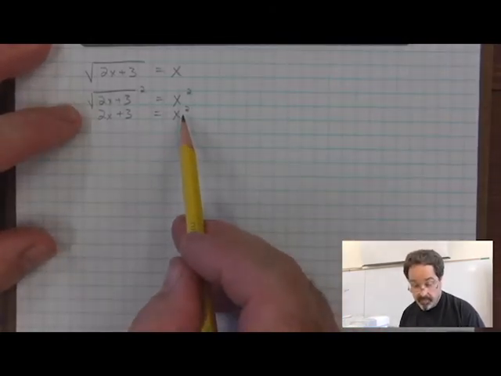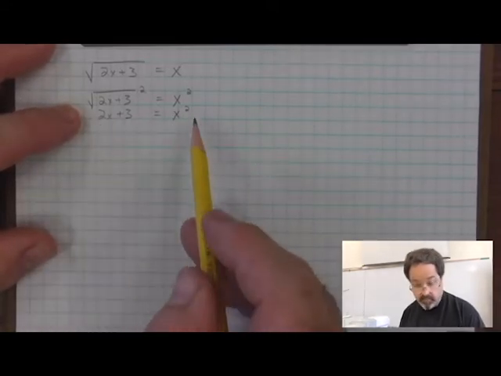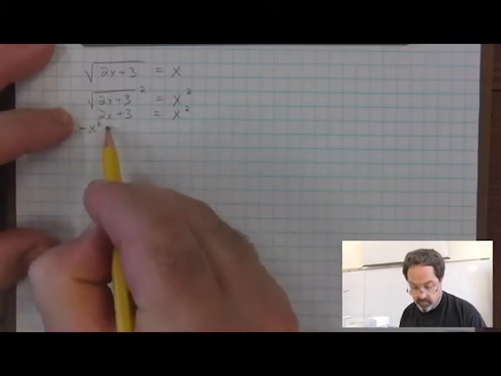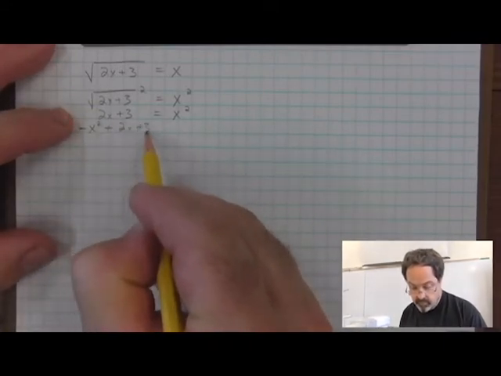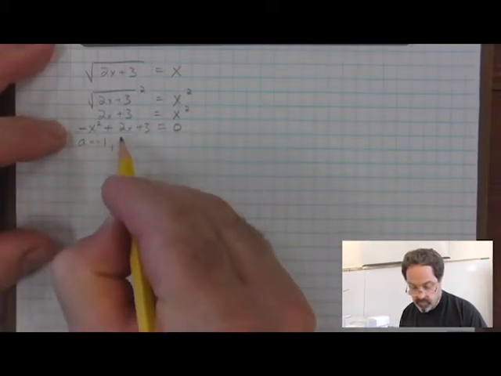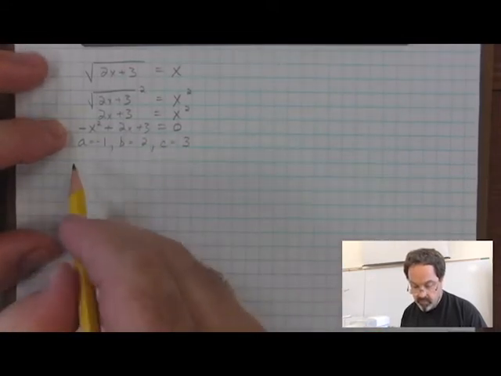This is quadratic. I could put it in standard form and use the quadratic formula to find the solutions. I'm going to subtract x squared from both sides. I can see that I have coefficients of -1, 2, and 3.